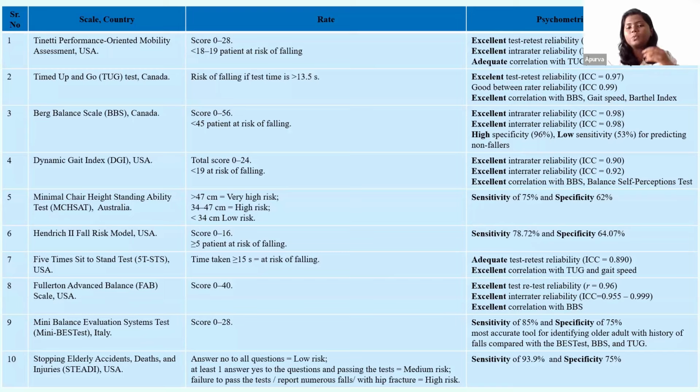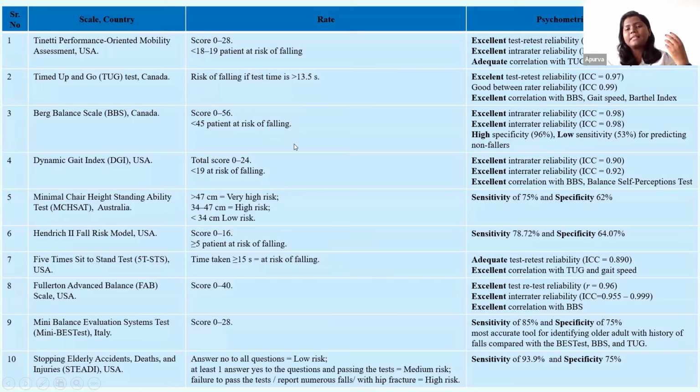But the primary tools which are good predictors for fall remain your Timed Up and Go scale and your gait speed. Our first scale is the Trinity Performance Oriented Mobility Assessment, which has excellent retest reliability and very adequate correlations with TUG and gait speed. You also have a very important and good scale, the Timed Up and Go scale, which again has excellent retest reliability and good correlation with your Berg Balance Scale, gait speed, and Barthel Index.